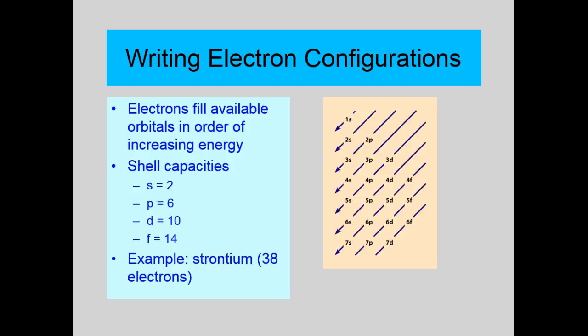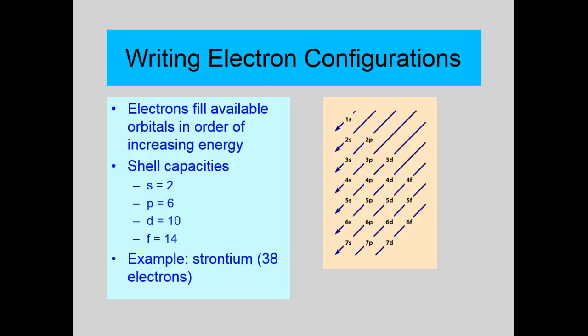Now, you might say, what are these arrows here for? The arrows show how these shells fill. And to begin with, it's just like you would expect. But let's do strontium. Strontium is what? What's its atomic number?